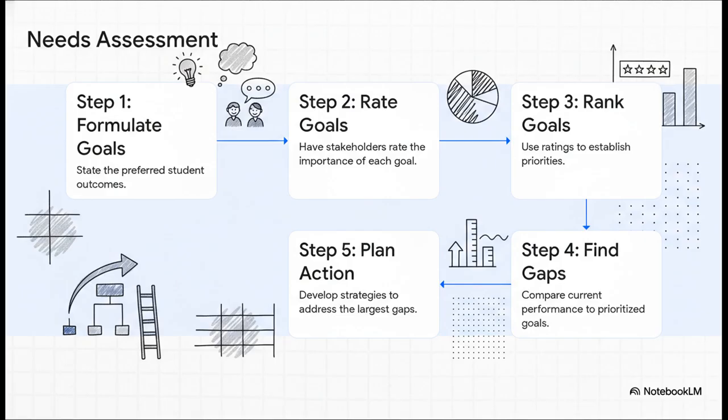Now, step 4 is the magic moment. You compare where students actually are with those top priority goals. That's where you find the biggest discrepancies, the biggest gaps. And finally, step 5, you plan your attack. You design your curriculum specifically to close those major gaps you just uncovered.